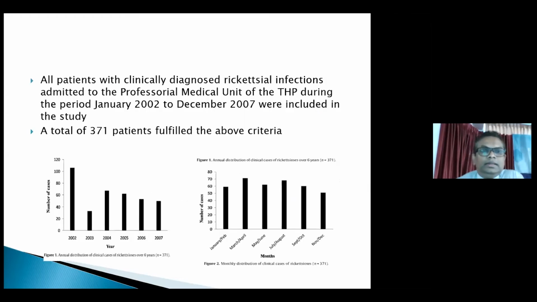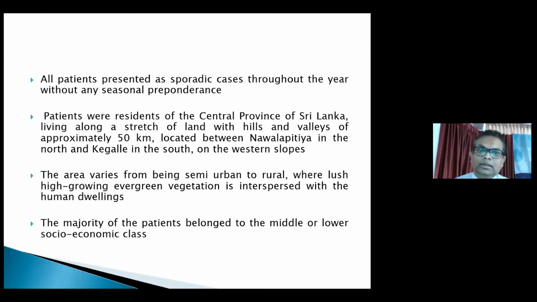Now, in this study, all patients with clinically diagnosed rickettsial infection admitted to the Professorial Medical Unit of PH Peradeniya during the period of January 2002 to December 2007 were included. A quite significant number of patients, 371, fulfilled the criteria. You can see here, the first graph shows the number of cases in each year, and the second shows the distribution throughout the year. You can see almost similar case numbers throughout the year, which is one of the important conclusions they found. All patients presented as sporadic cases throughout the year without any seasonal variation.